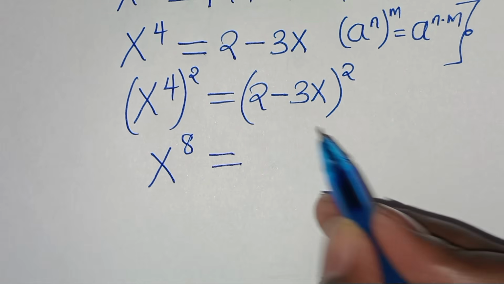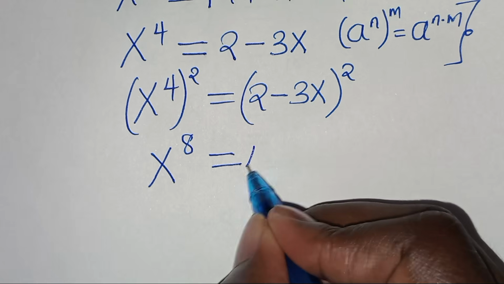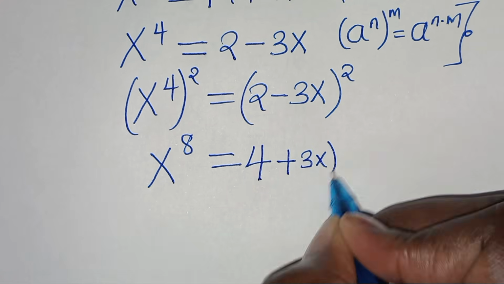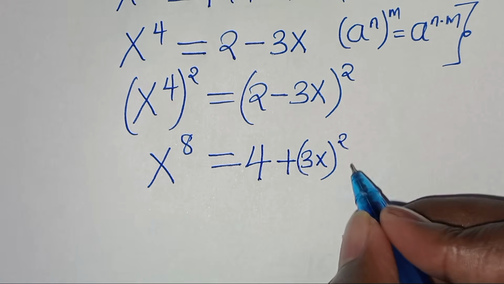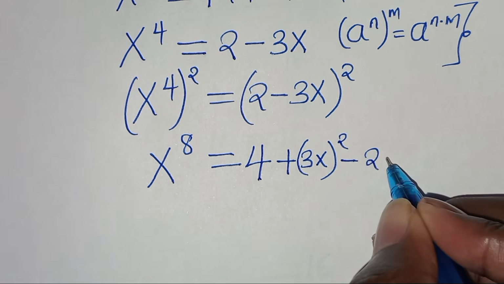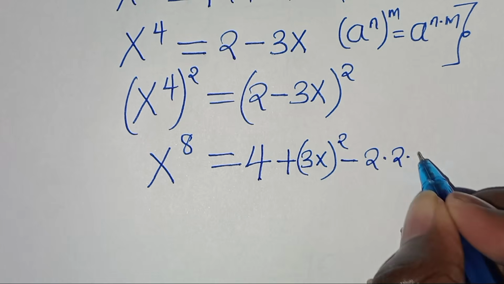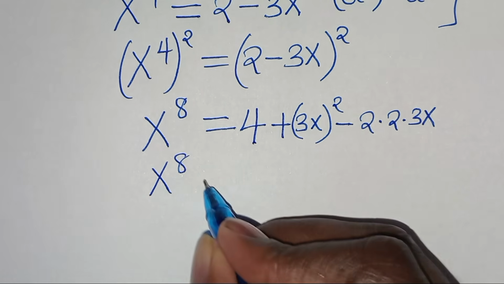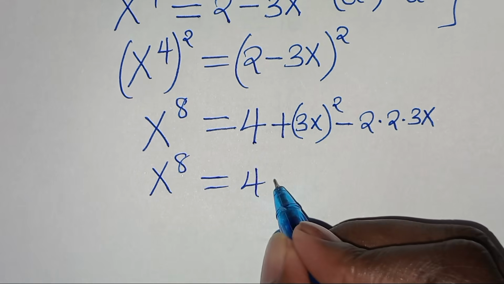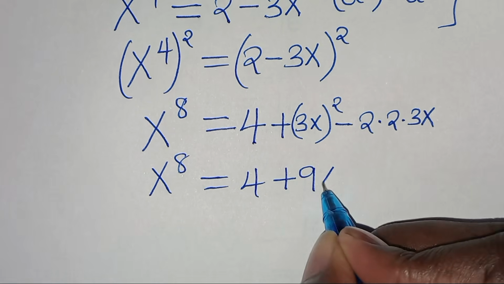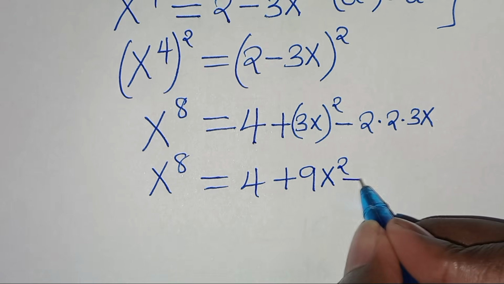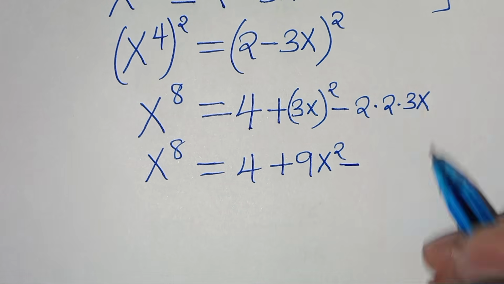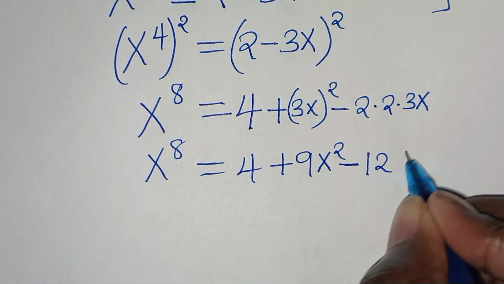This is equal to, let's expand this, 2 squared, which is 4. Then we have plus (3x) to the power of 2, then minus 2 times 2 times 3x. So x to the power of 8 is equal to 4 plus 9x to the power of 2. Then subtract 2 times 2, which is 4, times 3x. This is minus 12x.